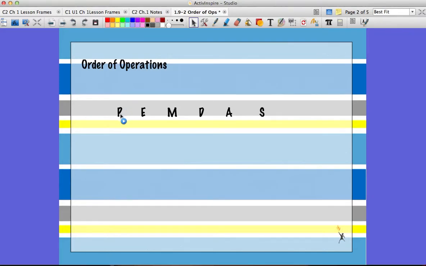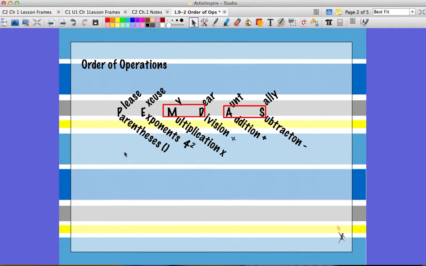So again, the order of operations, you're using PEMDAS. Remember that multiplication and division are in the same step, and addition and subtraction are in the same step. And you determine which one to do first by reading from left to right. So you can use "Please excuse my dear Aunt Sally." And then you can remember that it's parentheses, exponents, multiplication, division, addition, subtraction.